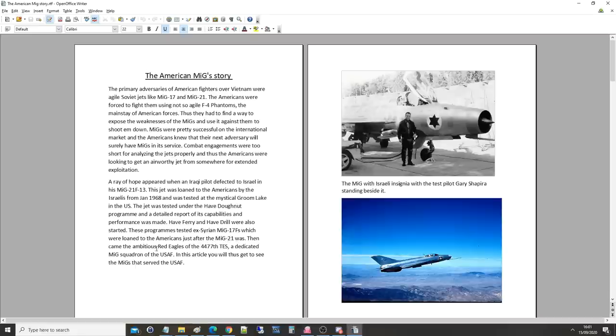Then came the ambitious Red Eagles, 1977, the 4477th Test Squadron, a dedicated MiG squadron of the USAF. In this article, you will thus get to see the MiGs that entered service in the USAF. Here we have the MiG with the Israeli insignia, with the test pilot Gary Shapira standing beside it.